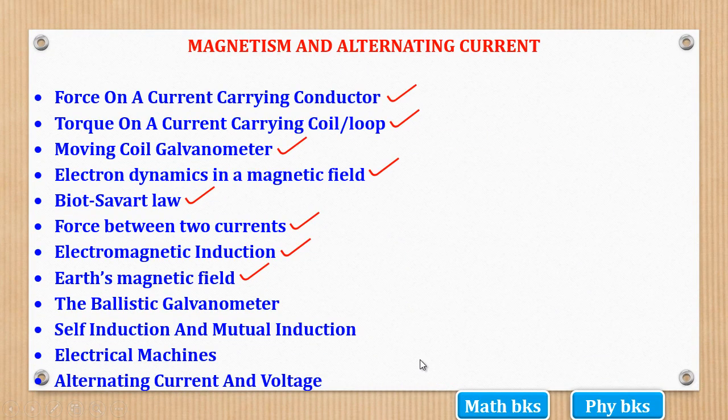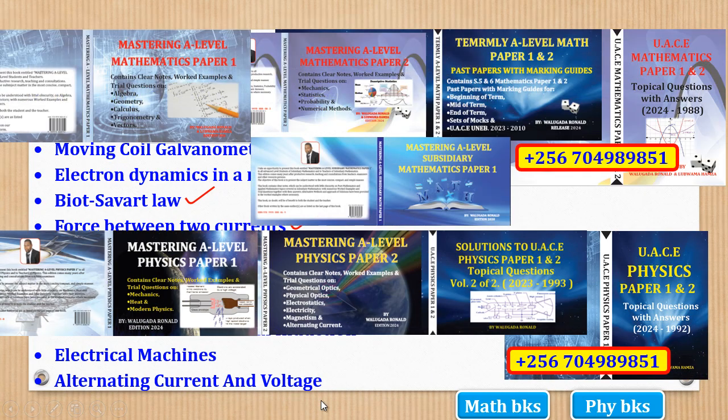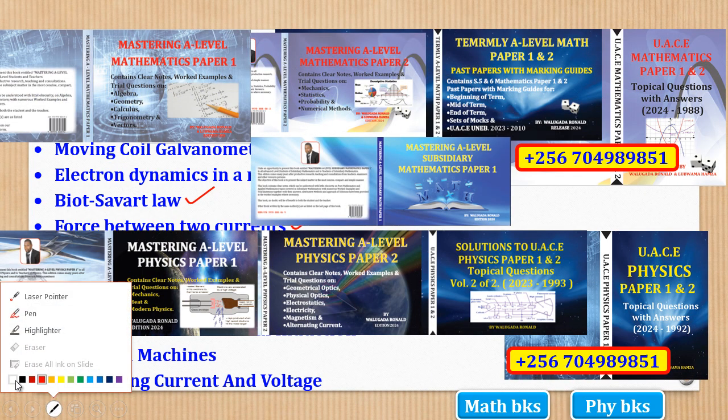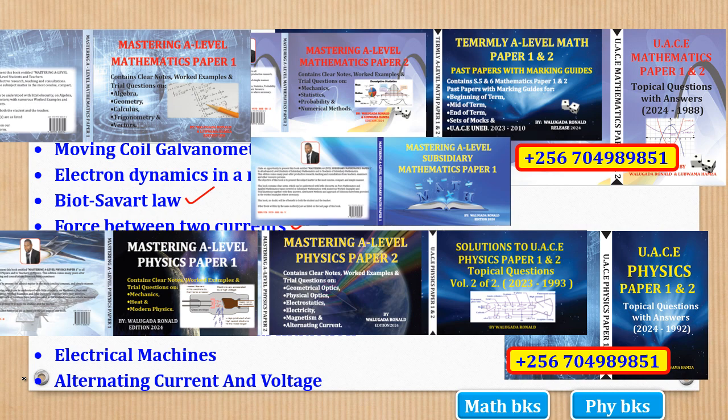So this is what we hope to upload. These are the subtopics under the main topic of magnetism and alternating current. What is ticked means it's already available on the platform, and what is not yet ticked will be uploaded with time. Like I've already told you, we are interested in the calculation bit of it, but complete notes are found in the books I recommend.